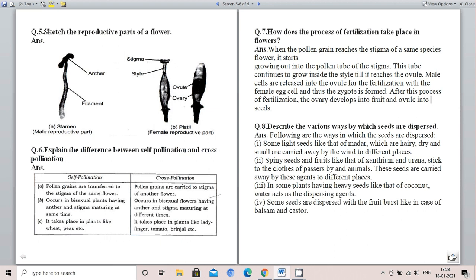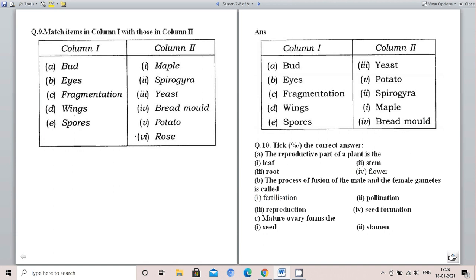Next, heavy seeds हैं coconut की, तो water current के through disperse हो जाते हैं, और अगर fruit burst कर जाता है उसमें जो seeds हैं वो bursting के through disperse कर जाते हैं. Next, match the columns, आपको match up करने हैं. Column 1 and column 2, the answer is being shown in the correct option. Buds in yeast, eyes in potatoes formation, fragmentation is seen in Spirogyra, wings in maple, spores formation in bread mold. I hope the matchup is clear to you.